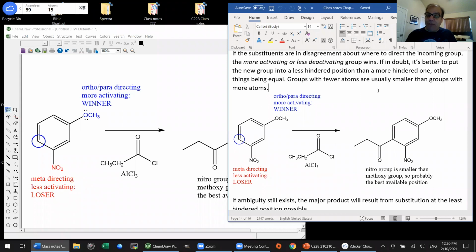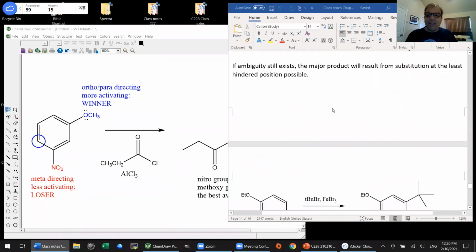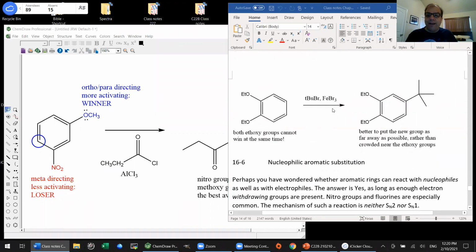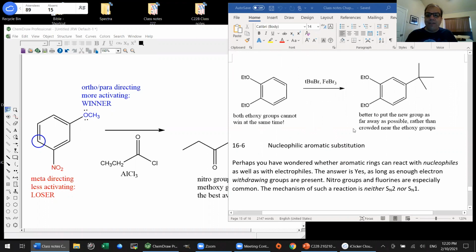And even still, by the way, I have one principle to tell you about yet, which is what to do if you still can't tell. What to do if it's still ambiguous. And I think that will take care of all of the other possibilities. So let's just go straight there. If ambiguity still exists, the major product will result from substitution at the least hindered position possible. Again, by least hindered, we've already defined that by size of the group, etc.